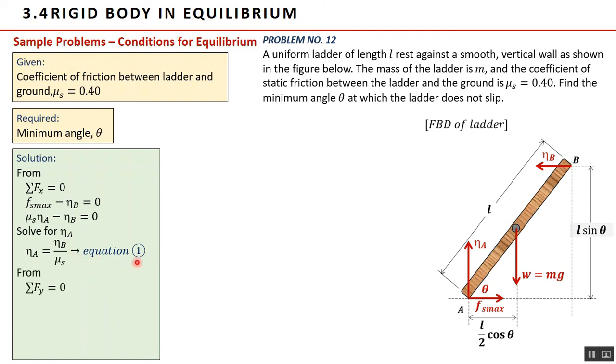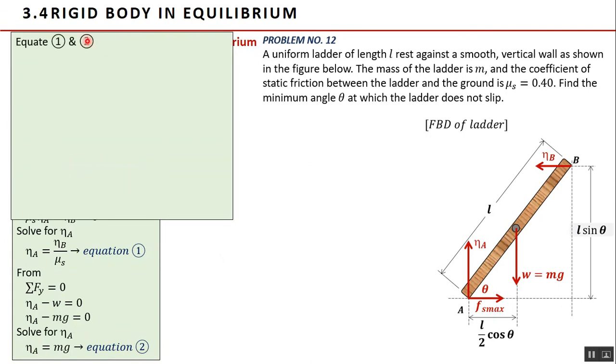Next, we consider the summation of forces along the y-axis equals 0. From our FBD, we see that the forces acting vertically are N sub A and negative weight, and this is equal to 0. But weight is also mg. Then, solving for the normal force at A, it is equal to mg. And we label this as equation 2. After this, we equate equations 1 and 2, then we solve for the normal force at B. Therefore, N sub B is equal to the product of the coefficient of static friction and mg. Again, we label this as equation 3.